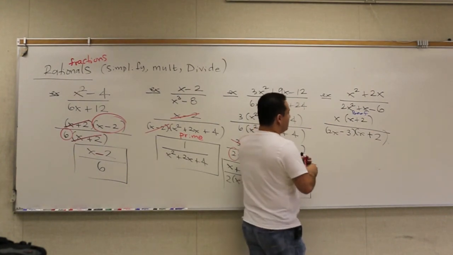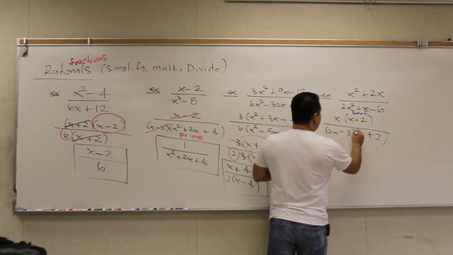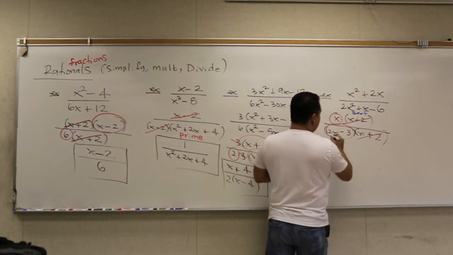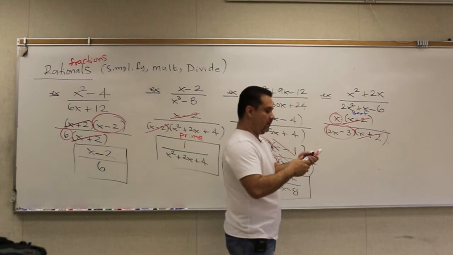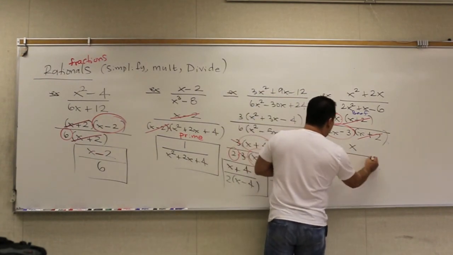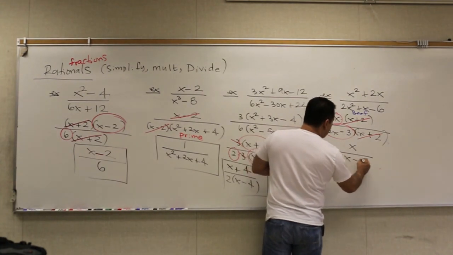So what cancels? Right, times and times. You get rid of x plus 2, x plus 2. You got an x, what do you have? 2x minus 3. So you're going to get x over 2x minus 3.